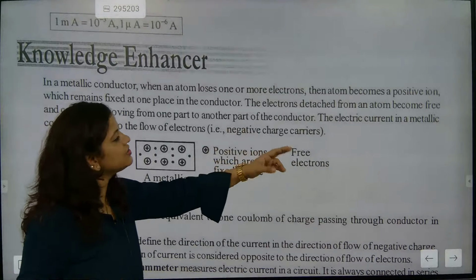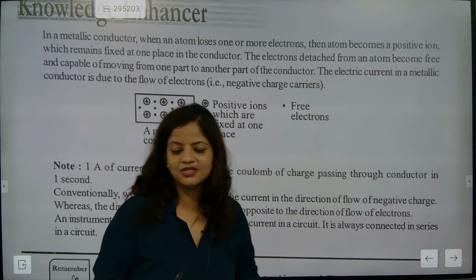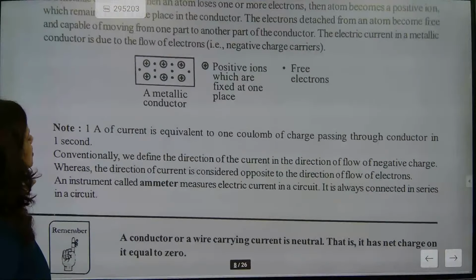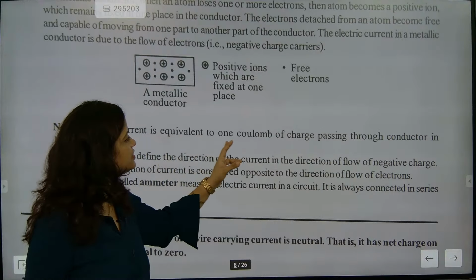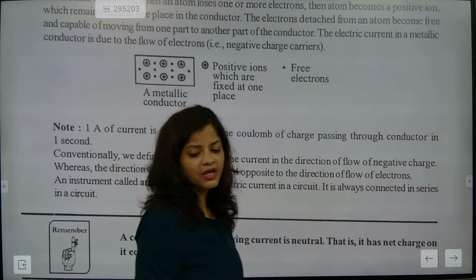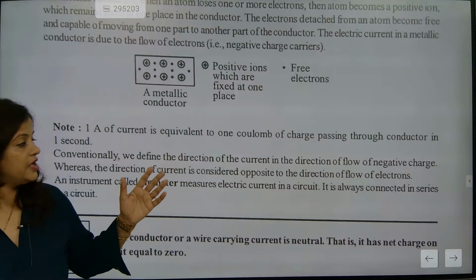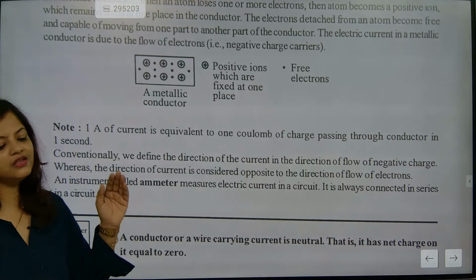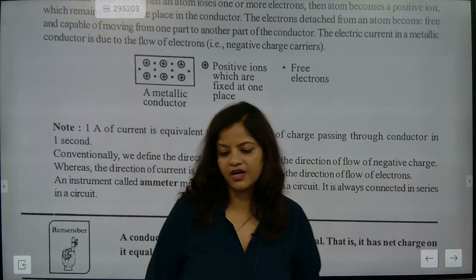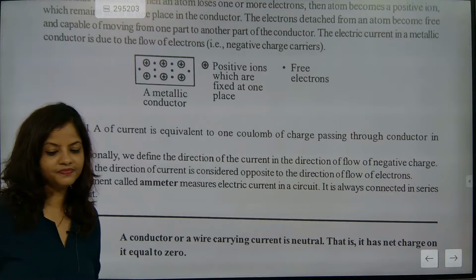So the electric current in the metallic conductor is due to the flow of electrons. Now look here. Note: 1 ampere of current is equivalent to 1 coulomb of charge. Remember this one. They will ask, 1 ampere means how much? That is 1 coulomb of charge flowing in the circuit in 1 second. That is the definition of 1 ampere of current.